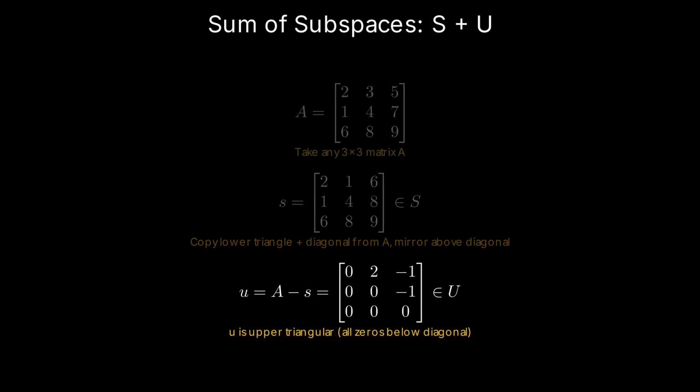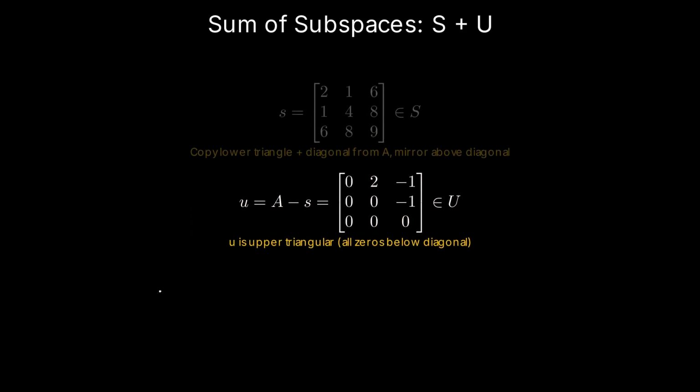Now define U as A minus S. Computing entry by entry, the first row gives 0, 2, negative 1. The second row gives 0, 0, negative 1. The third row gives 0, 0, 0. Notice that U has all zeros below the diagonal, so U is upper triangular.